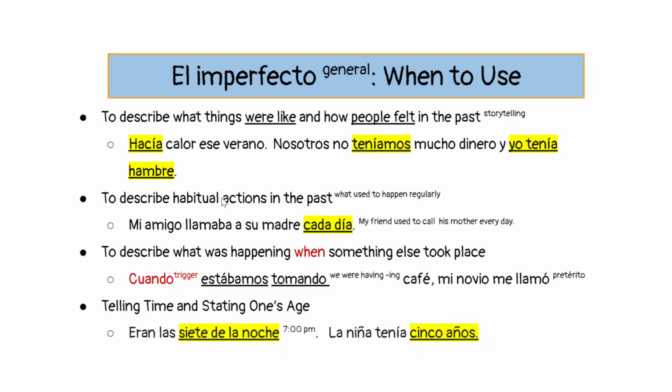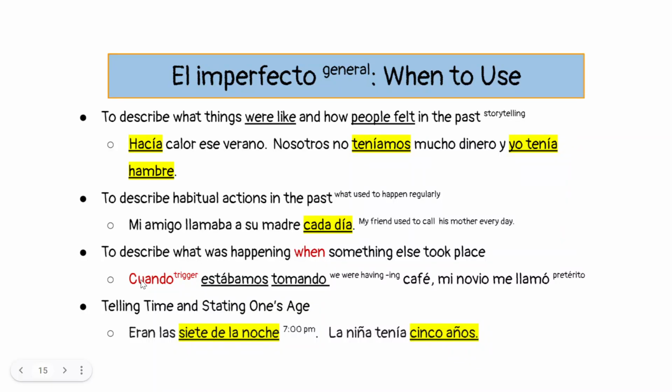To describe habitual action in the past, what used to happen, what things were like. Mi amigo llamaba a su madre cada día. My friend used to call his mom every day, or my friend would call his mom every day. Would, used to.